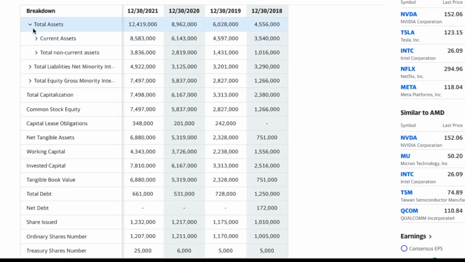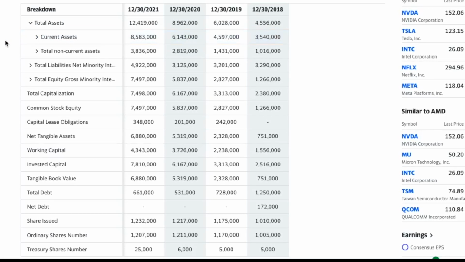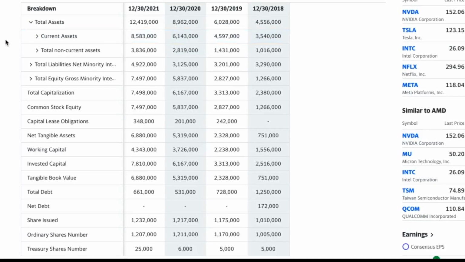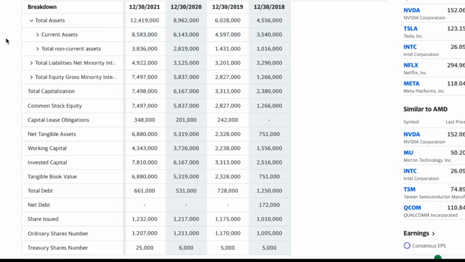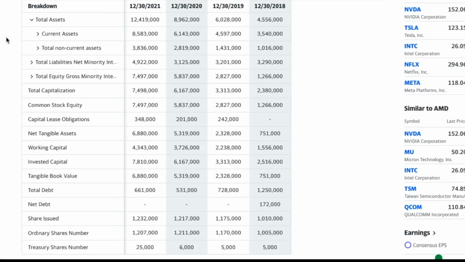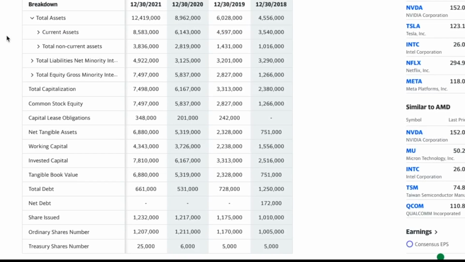And here there are two types of asset. One is the current and one is the non-current. Current asset is anything that the company can liquidate in the coming 12 months, and non-current asset is anything that the company is not willing or going to liquidate as cash in the coming 12 months.